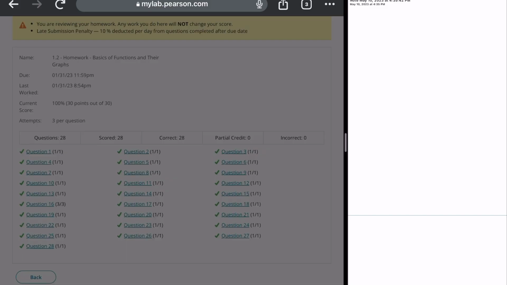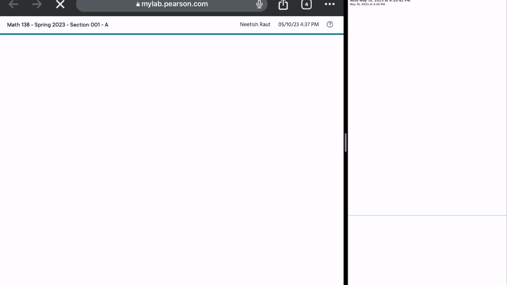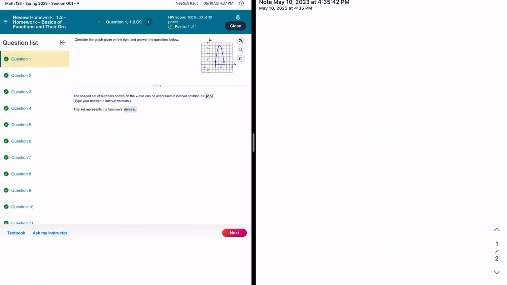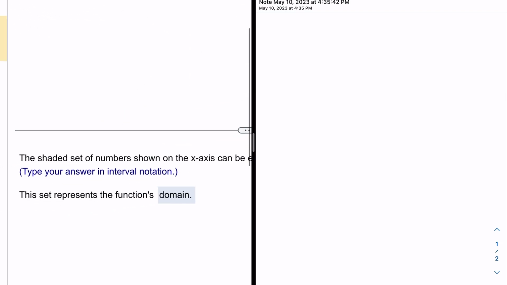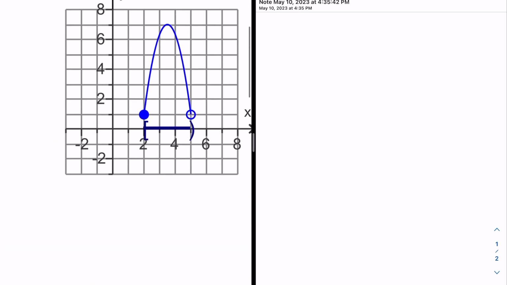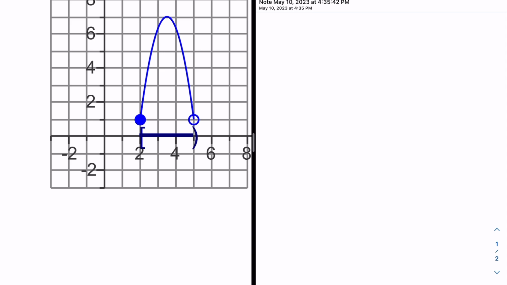Question number one. Consider the graph given on the right and answer the questions below. The shaded set of numbers shown on the x-axis can be represented as an interval. So we have talked about the interval, right? What is this saying? Only the x-axis. Okay. So here we need to know a little bit more.